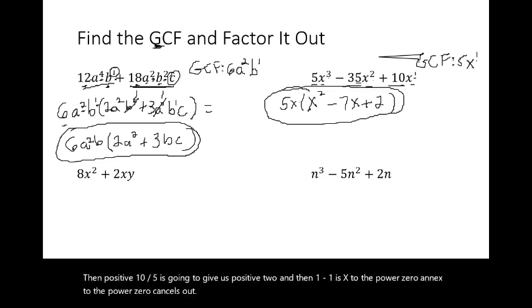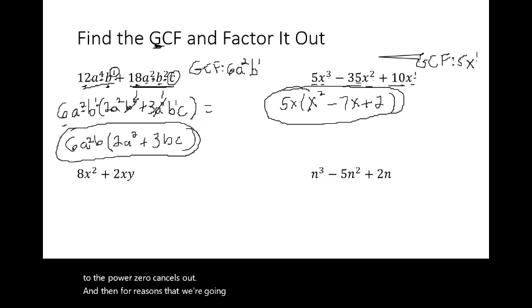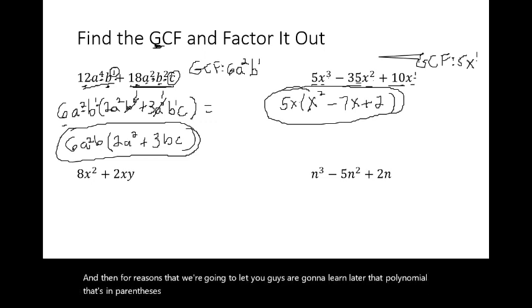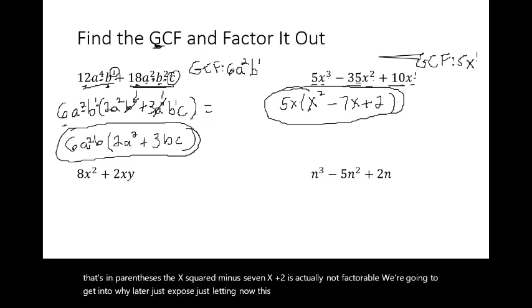And then for reasons that you guys are going to learn later, that polynomial that's in parentheses, the x squared minus 7x plus 2, is actually not factorable. We're going to get into why later. Just letting you know now. This way you've at least seen it before we get to that point.